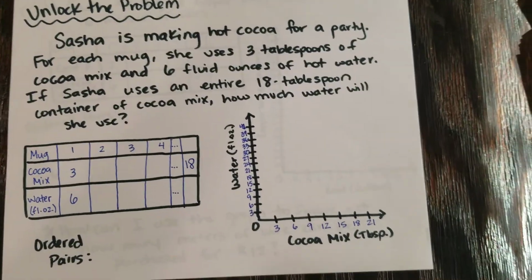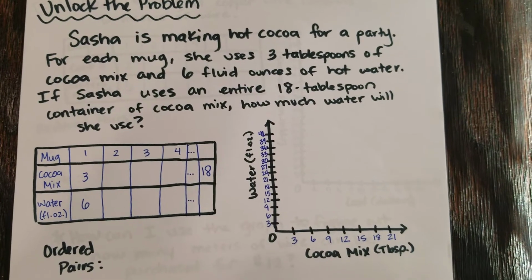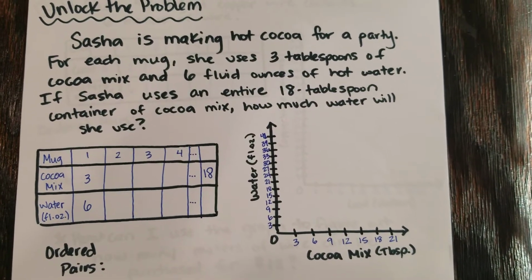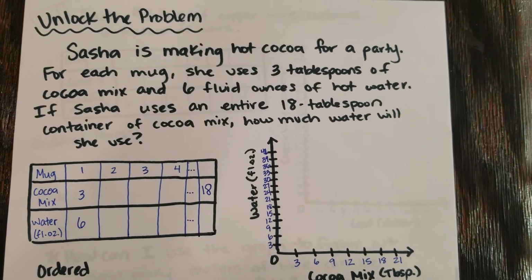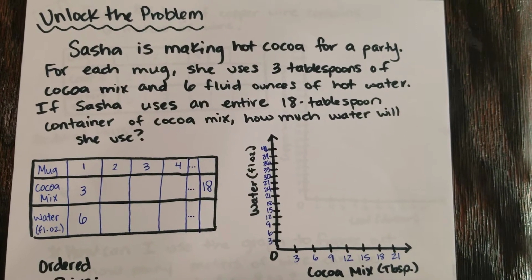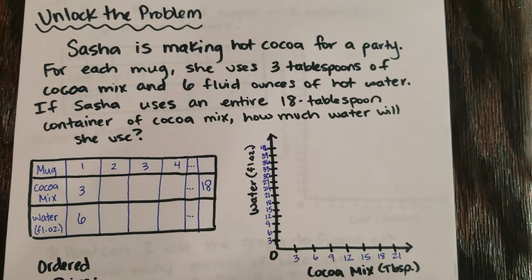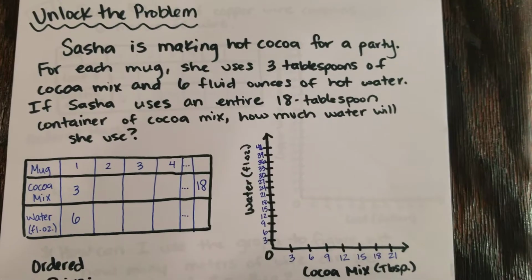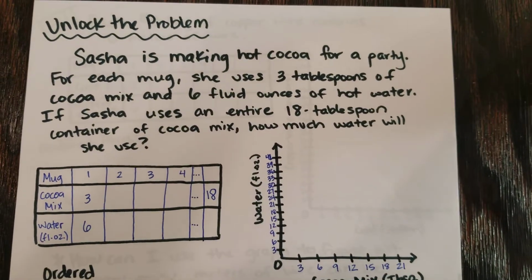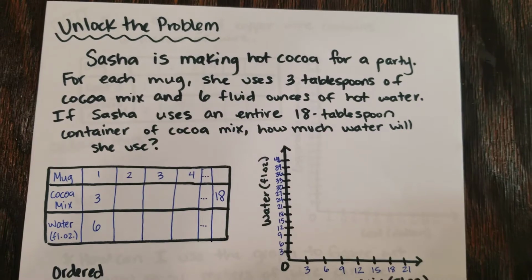All right, first thing is unlock the problem. So let's break it down. Let's use what we already know and put it all together. So Sasha is making hot cocoa for a party. For each mug, she uses 3 tablespoons of cocoa mix and 6 fluid ounces of hot water. If Sasha uses an entire 18 tablespoon container of cocoa mix, how much water will she use?